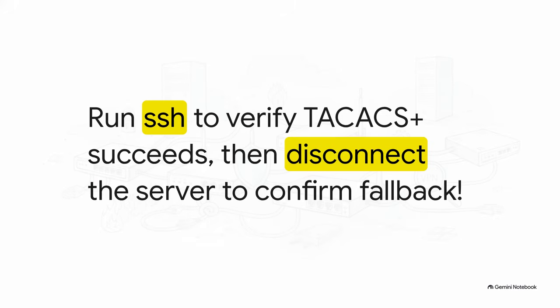But listen, you aren't done just because you hit enter. You have to test that fallback. SSH into the box to verify TACACS+ succeeds, and then literally disconnect or block the server to prove your local fallback actually works. Configuring AAA without testing local access is a guaranteed recipe for a 3 a.m. lockout nightmare when your WAN link drops.